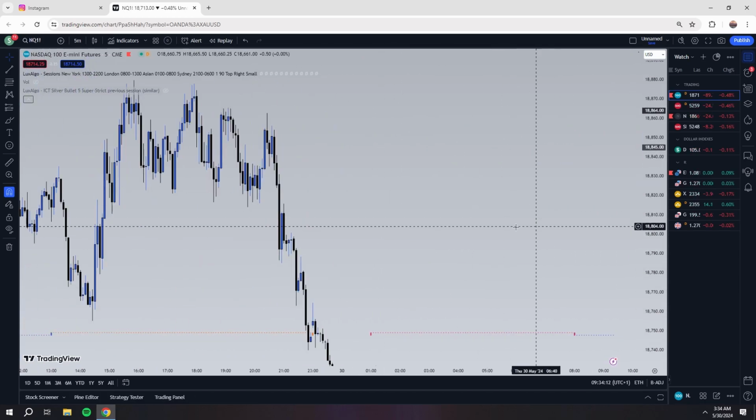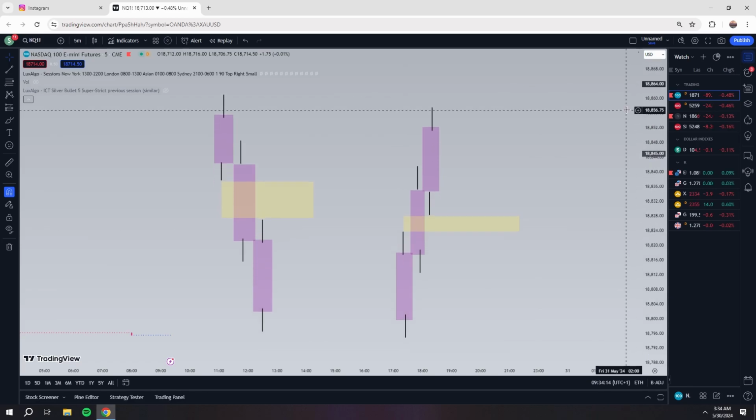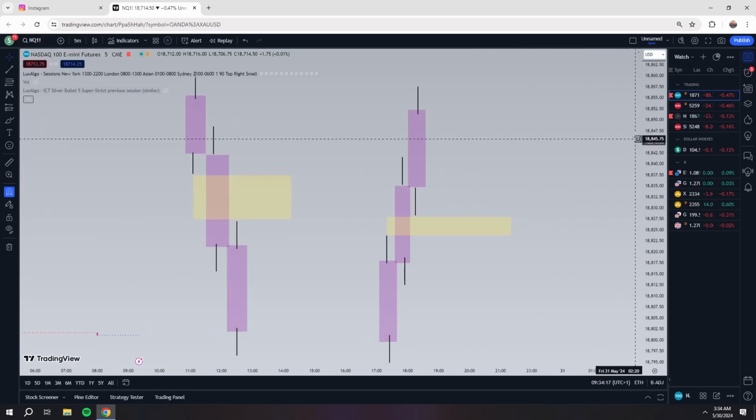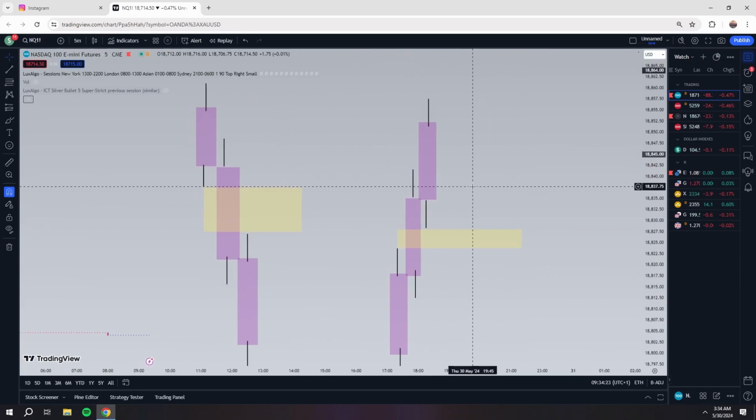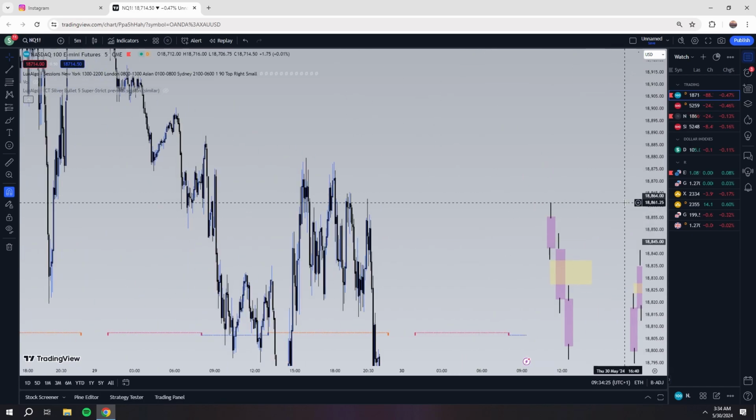Like I said, the colors do not matter, it's the way that they're formed. Actually, the middle candle's color obviously does matter. If it's blue, it's going to be bullish; black, bearish.